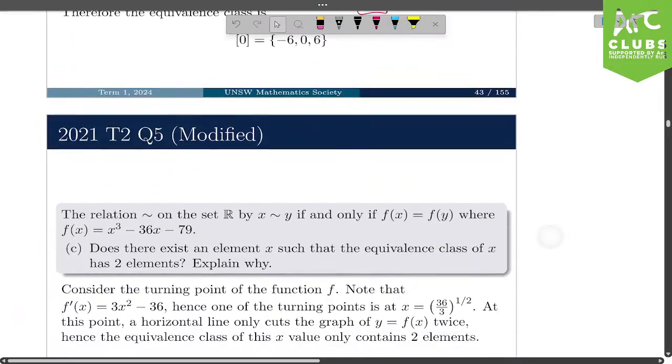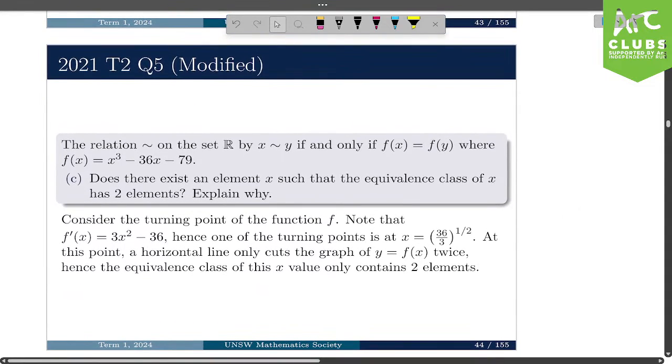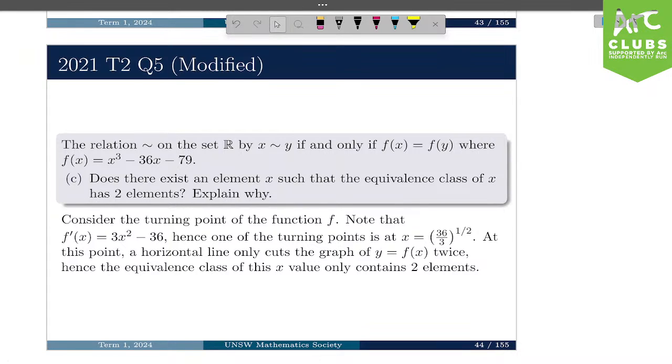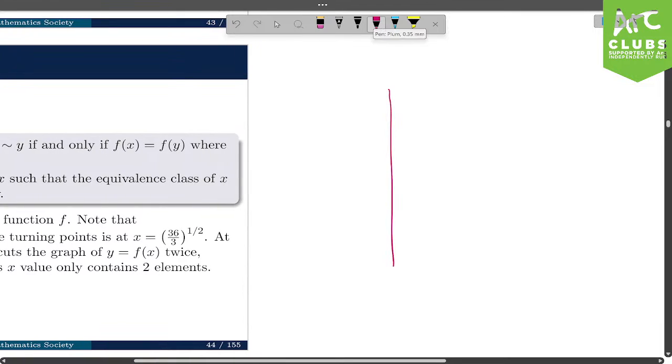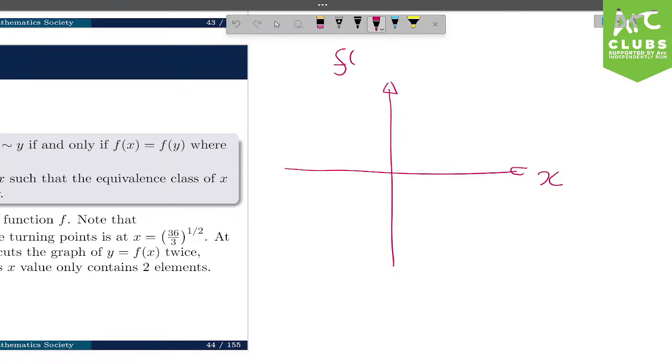So anyways, we have this part C. I have COVID. So does there exist an element x such that the equivalence class of x has two elements? So note that we can graph this function on the Cartesian plane. We consider this x, we consider this f of x, and if we have some sort of graph here, right? This isn't the most accurate, but we'll just run with it.